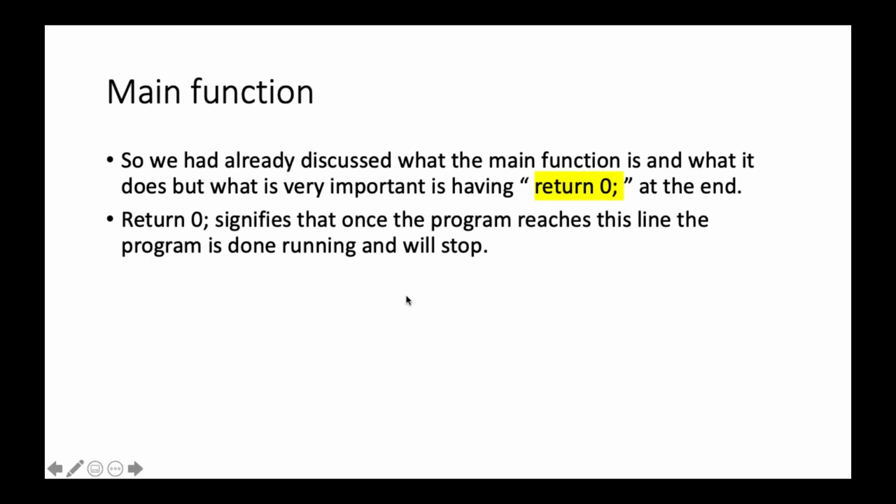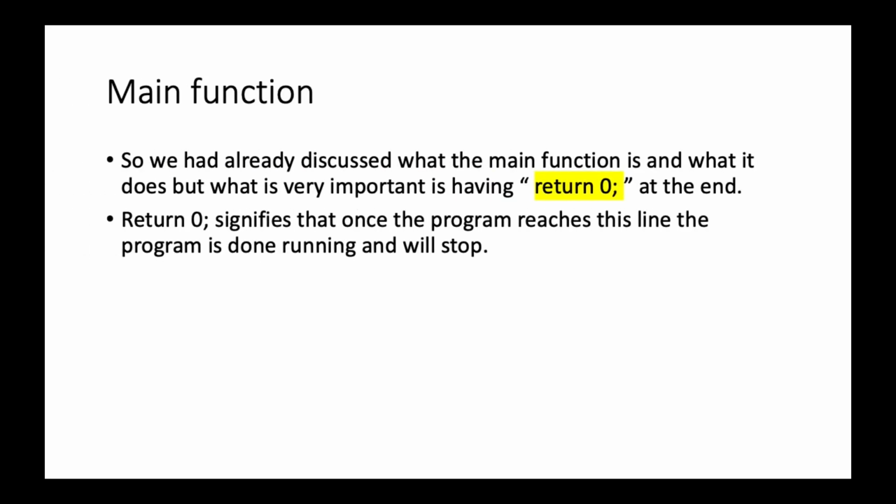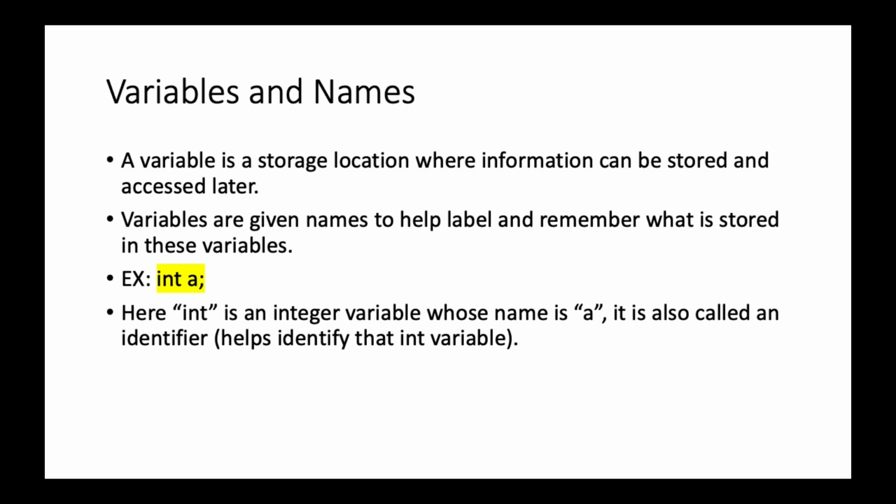So the main function, like I said before, is the main part of your program. You want to make sure that you have return 0 with the semicolon here at the bottom. This is to show that the program is finished and done executing.